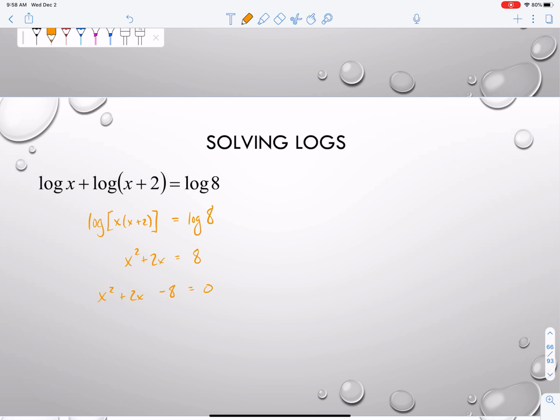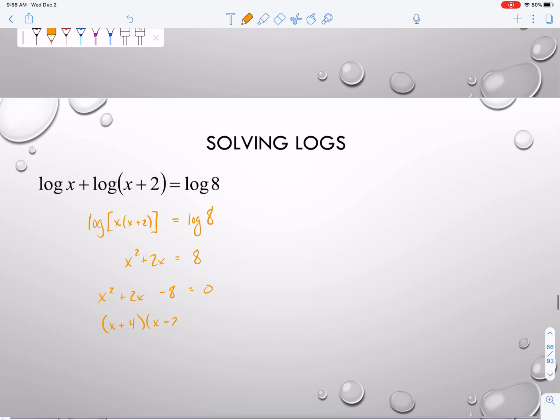I need two factors that multiply to negative 8 and add to positive 2. They're going to be x plus 4 and x minus 2, giving me solutions of x equals negative 4 and x equals positive 2. Now here, if I go back and look, when I plug the negative 4 back in, here I have log of negative 4, and here would have log of negative 2. I'm not allowed to take a log of anything that's negative. This answer is extraneous. The x equals 2 does check out, so we're good to go here.